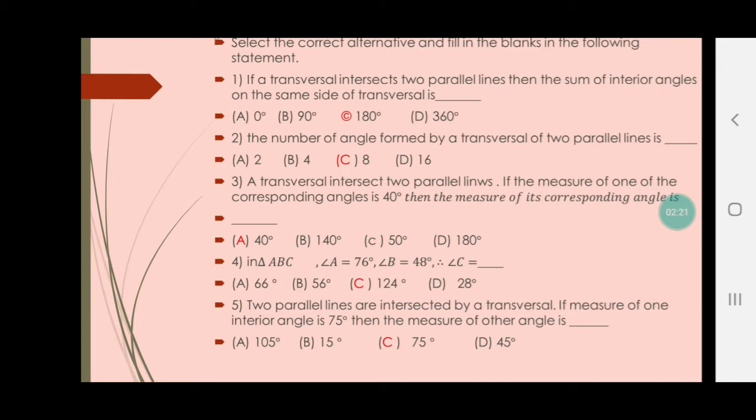Last one: the two parallel lines are intersected by the transversal. If the measure of one interior angle is 75 degrees, then the measure of the other angle is... So alternate angles, we all know that alternate angles are congruent. So the measure of the other angle will also be 75 degrees.